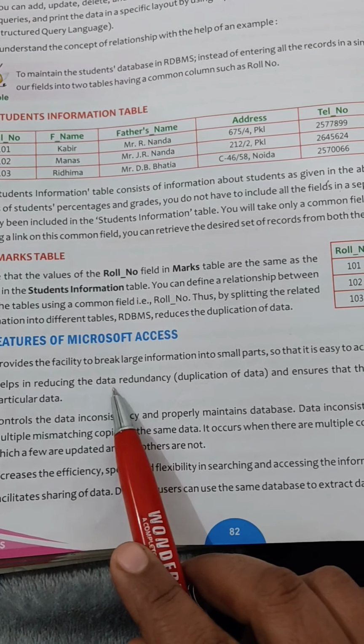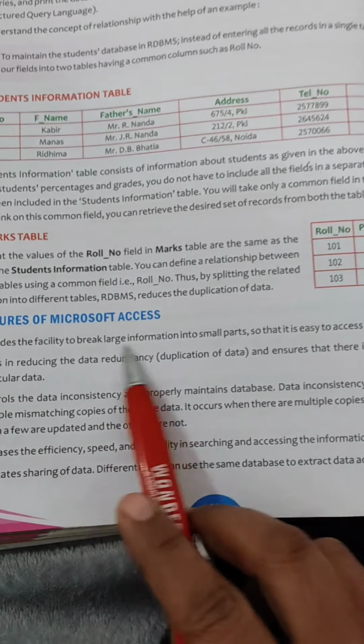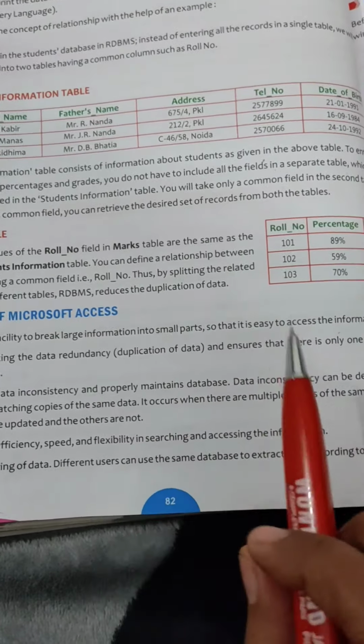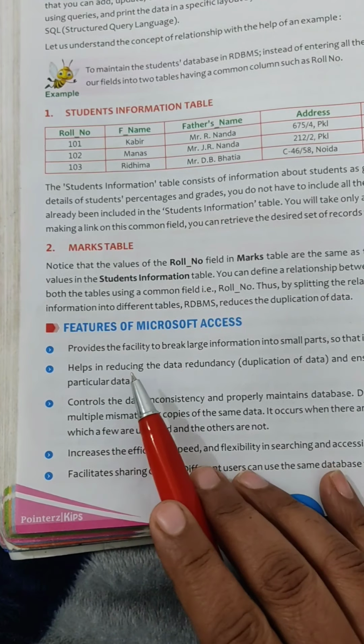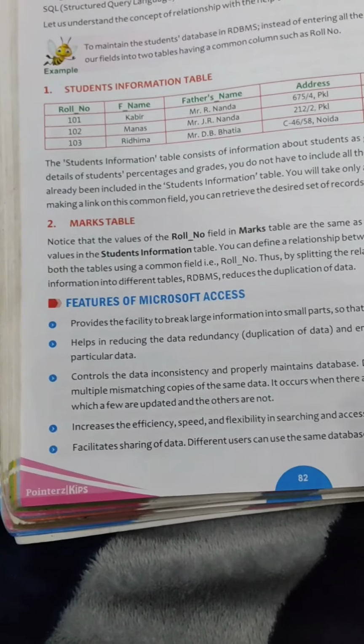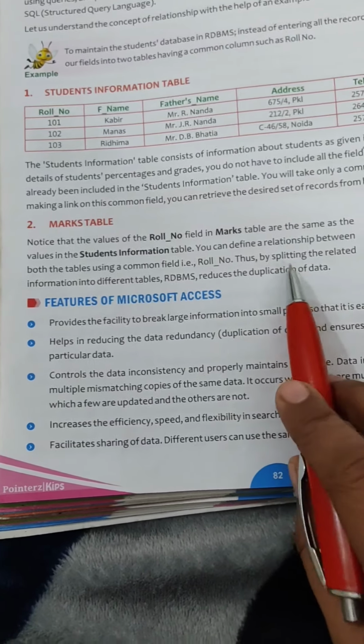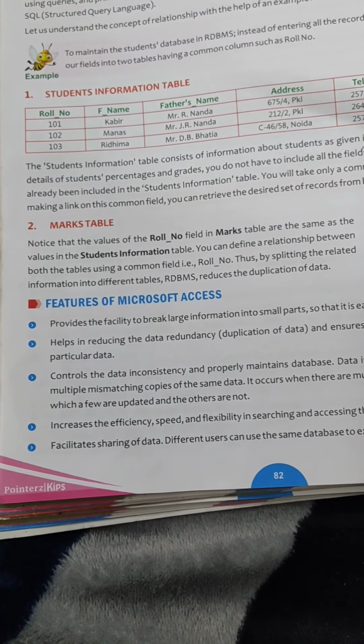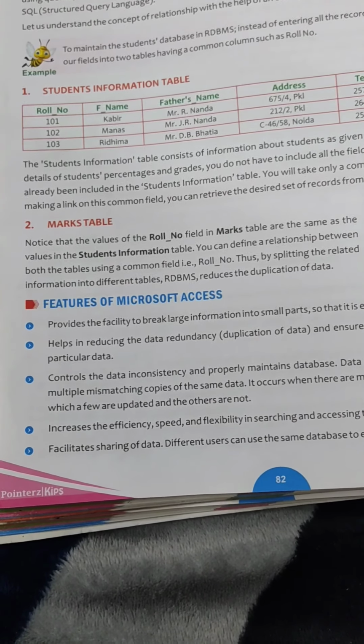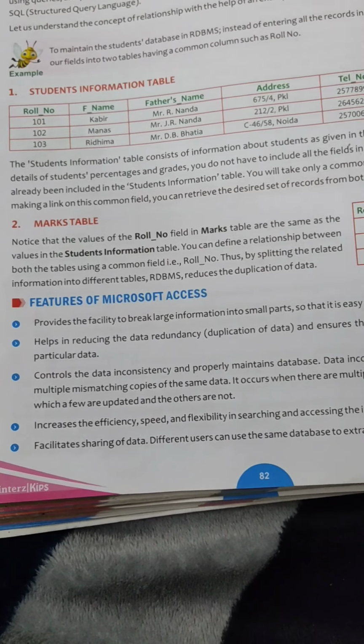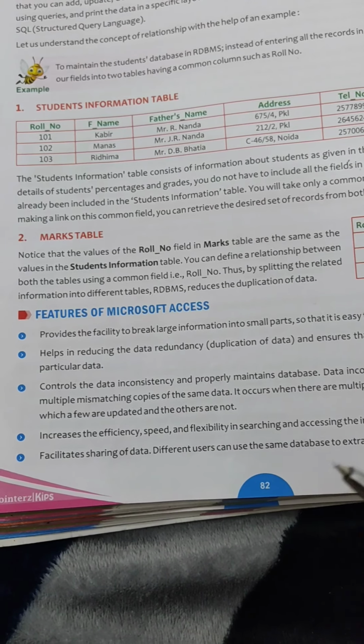It helps in reducing data redundancy. Data redundancy means duplication of data, and it ensures that there is only one instance of a particular data. So duplication of data will be reduced as the related information is split into two different tables.